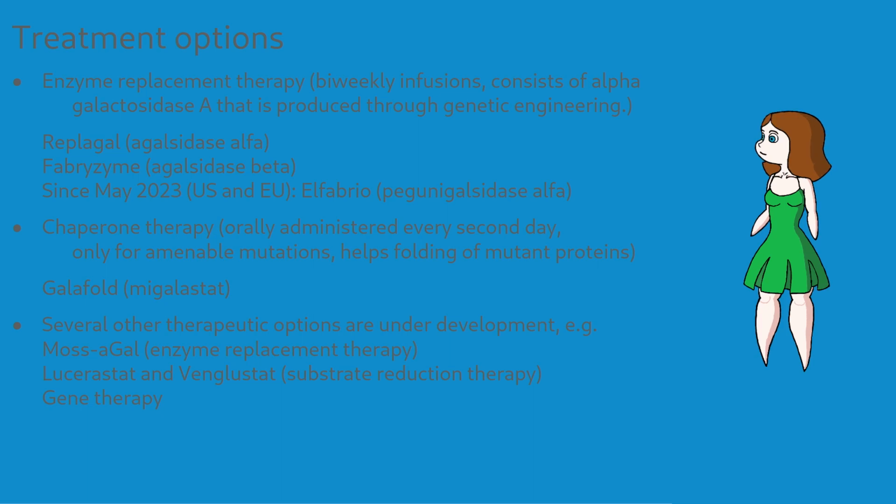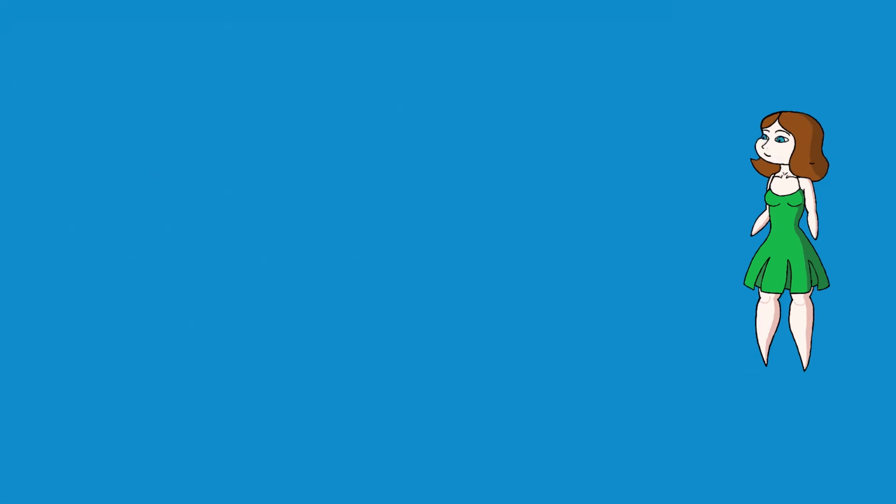If a mutation causes the resulting enzyme to be less active, there's the option to help the cell fold it better. This is what chaperone therapy does. Chaperone therapy is available as a capsule that is orally administered every second day. Fabry has a missense mutation causing an enzyme deficiency.